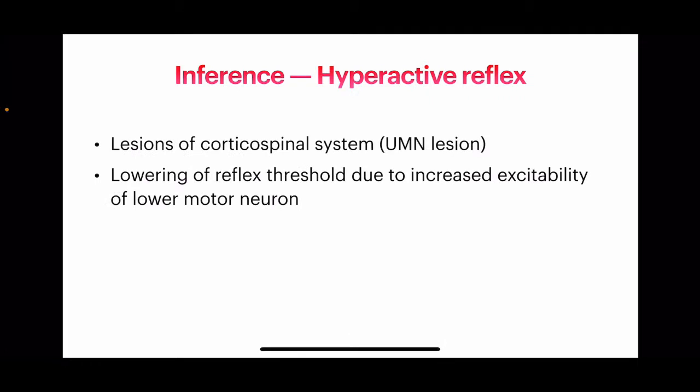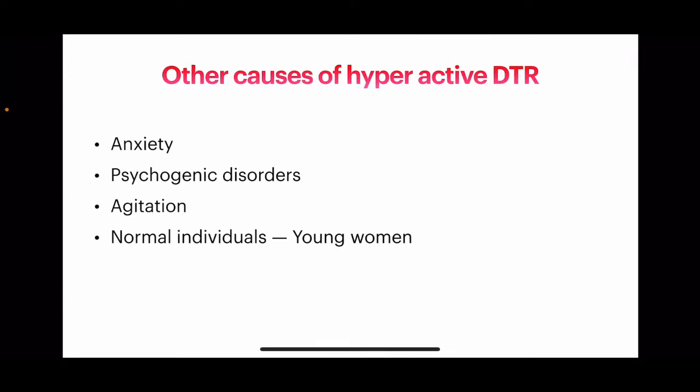So what does the hyperactive reflex suggest? It suggests a lesion involving the corticospinal system. That is nothing but a UMN lesion. So this is what is happening: the reflex threshold is lowered due to increased excitability of the lower motor neuron. So what are the other causes of hyperactive reflexes? Normal individuals, especially younger women.